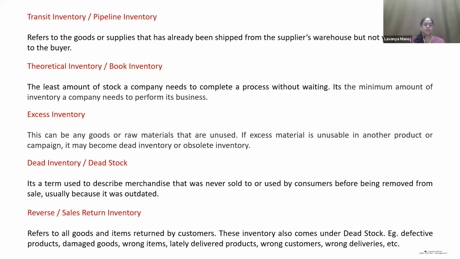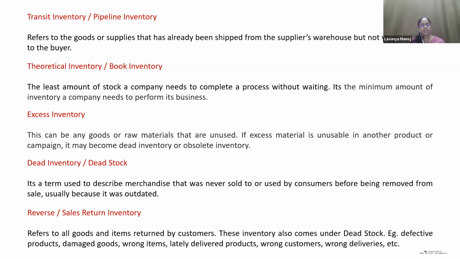And finally, reverse inventory or sales return inventory. That is when the customer receives the product but returns it. The customer might have received a wrong item, a defective item, a damaged item, or it might have been sent to a wrong customer or a wrong delivery address. And the customer might have received the product very late. So these may be the reasons the customer doesn't want the product anymore, so cancels it and sends back the product, asks the delivery person or the company to take back the product and return the money or whatever.